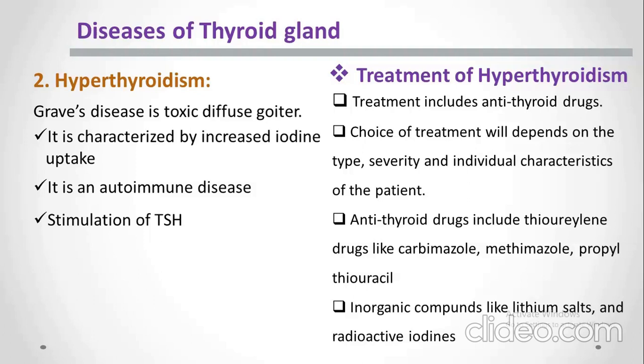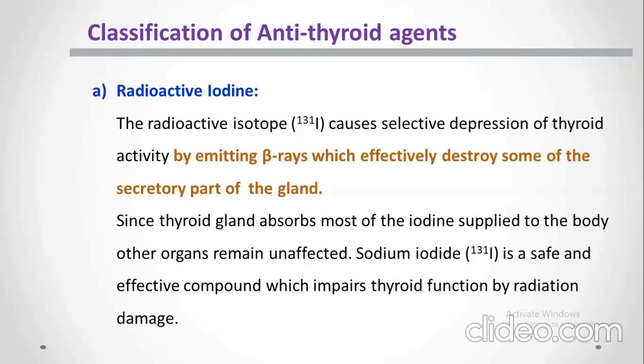Anti-thyroid drugs include thioureylene drugs like carbimazole, methimazole, propylthiouracil, inorganic compounds like lithium salts, and radioactive iodine. Here we discuss in detail about all these classes.